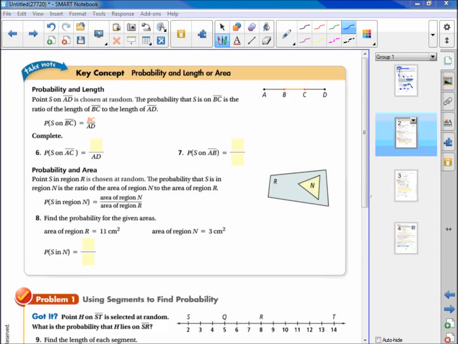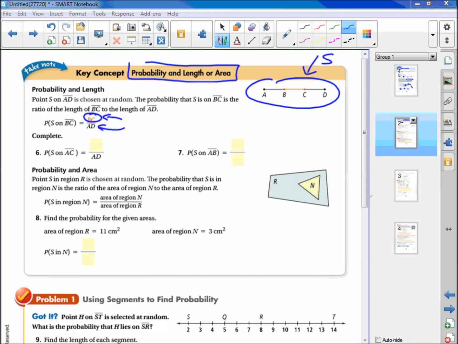On page 2 here we have probability and length or area. We're going to use length and area measurements to calculate some probabilities. First off, probability and length. Point S on AD is chosen at random. So here is segment AD, and we're going to put point S some random place on it. The probability that S is on BC, that red part of the segment, is the ratio of the length of BC to the length of AD. The red part is the part we want it to land on, and then that's the total place where it could land.